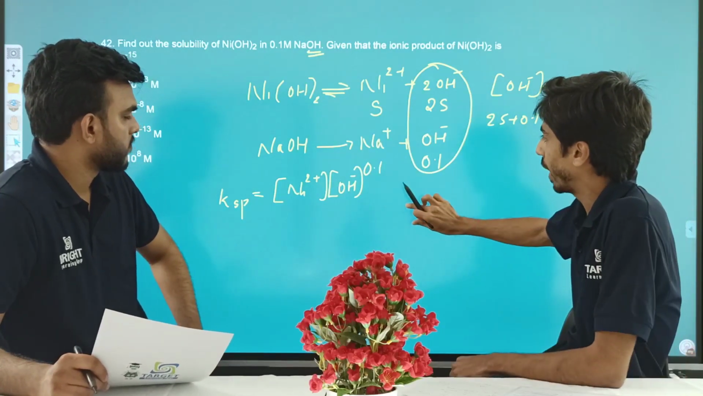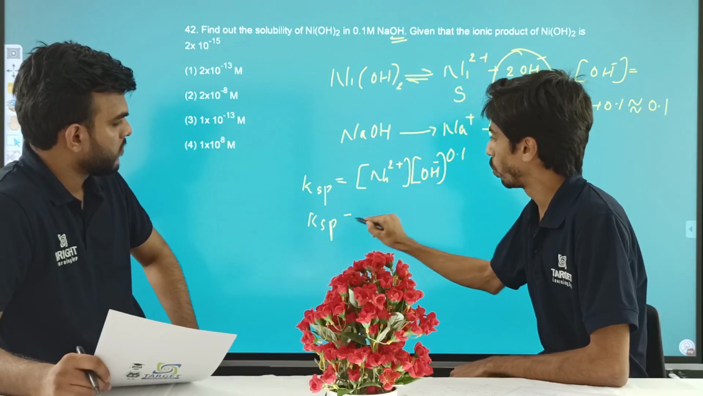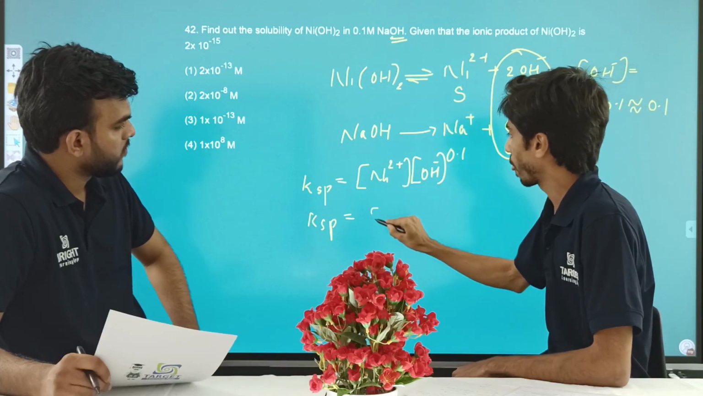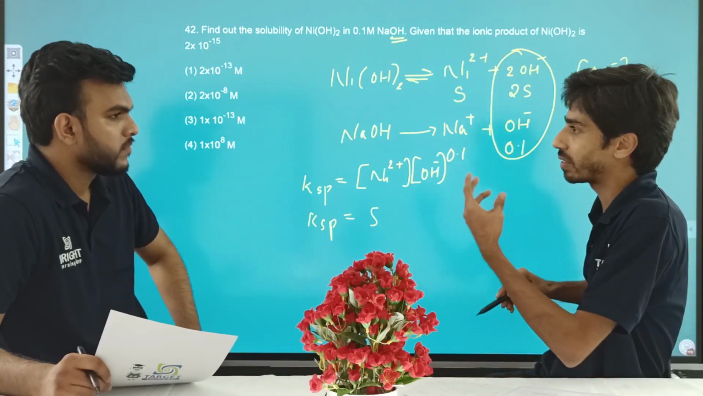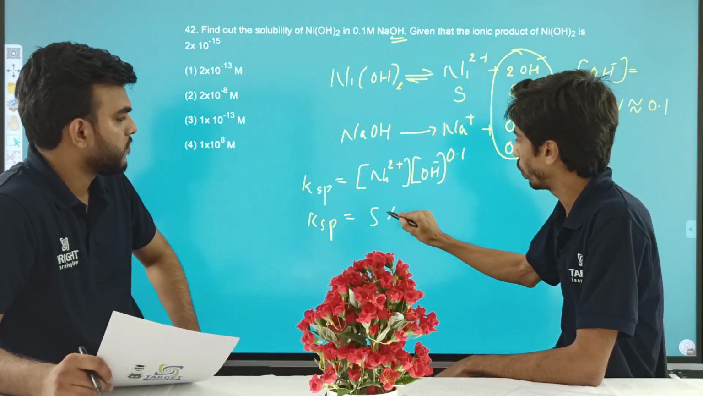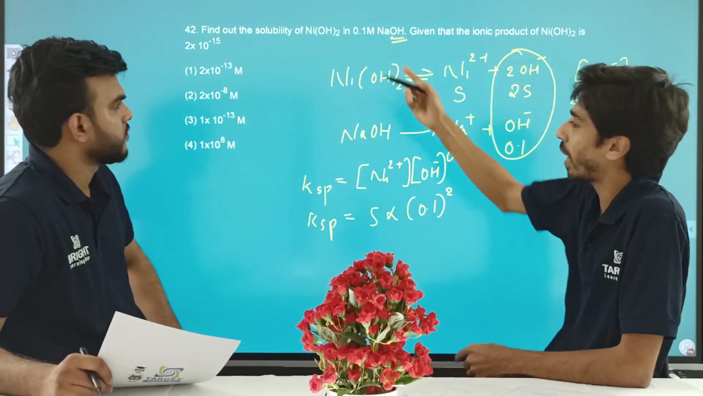So our answer: Ksp is equal to [Ni2+] into [OH-] squared, that will be S into (2S plus 0.1), and we have considered it as 0.1, so into 0.1 squared. And the value of Ksp, the ionic product, is given.